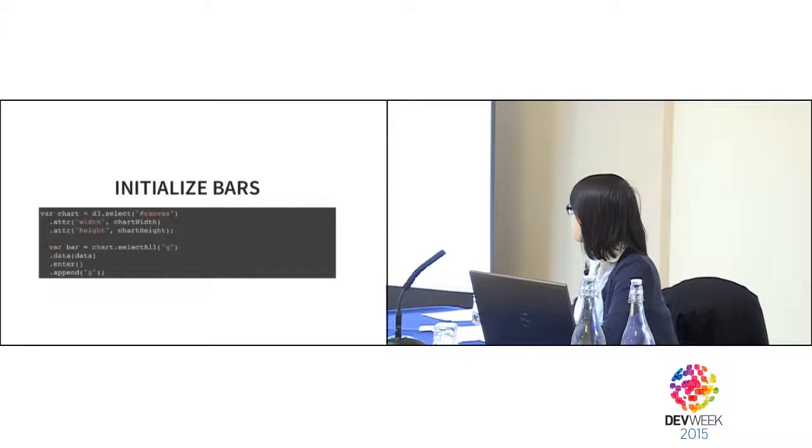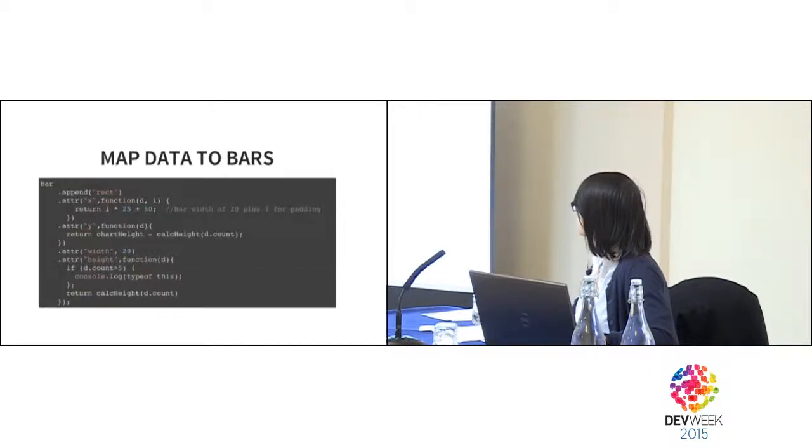So select all is trying to find all of the G tags. G, I think, stands for graphic in SVG parlance. But if G does not exist, what the enter function does is create placeholder DOM elements for DOM elements that have not been created yet. This data function, we're binding our data here to these G elements. Then we're appending it to our DOM.